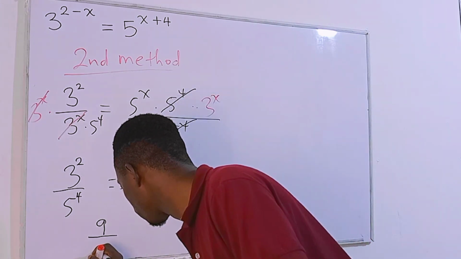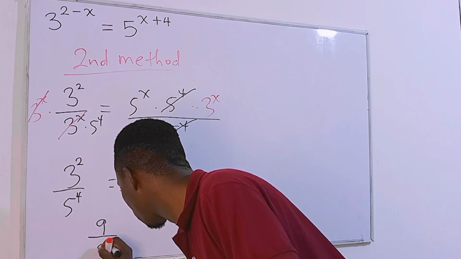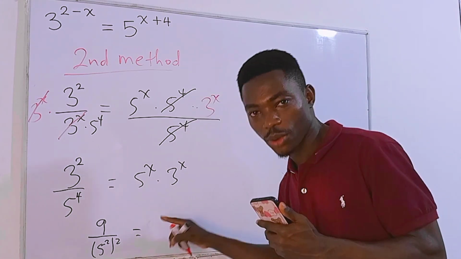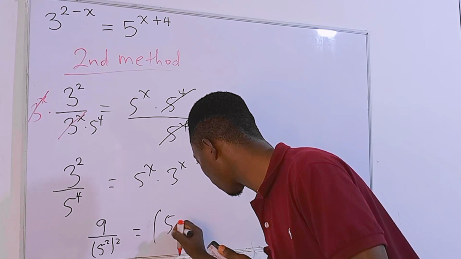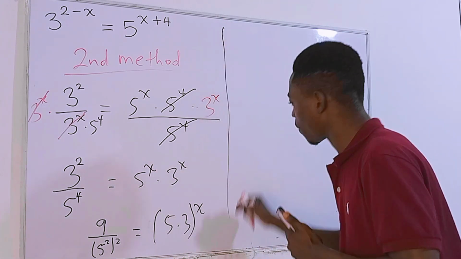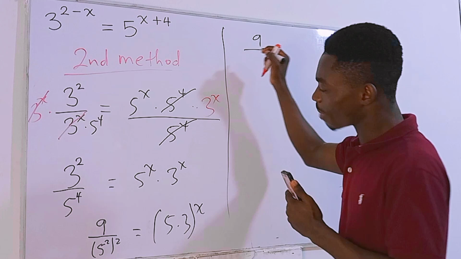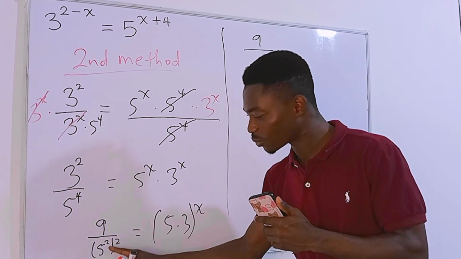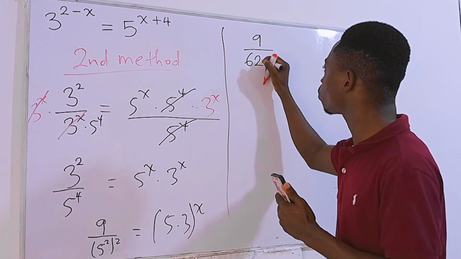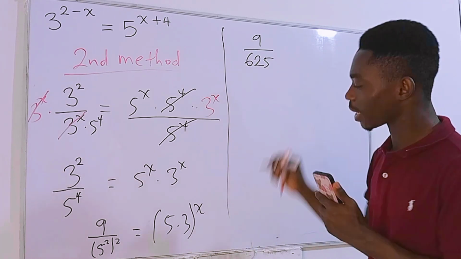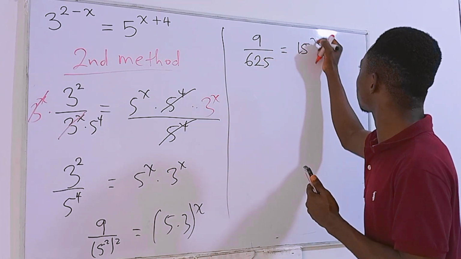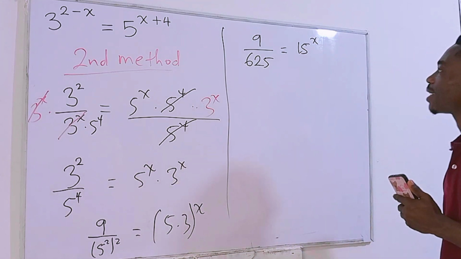Cool. Let's do it this way. This will be 5 to the second power, so that we can easily manipulate that. Now this right here could also be written as 5 times 3 to the power x. So in fact, we are going to have 9 divided by 5 squared, which is 25. 25 squared is going to be 625. Yeah, cool. Then the right hand side, we are going to have 3 times 5, which is 15, then to the power x. Pretty nice. Now, what else can we do?